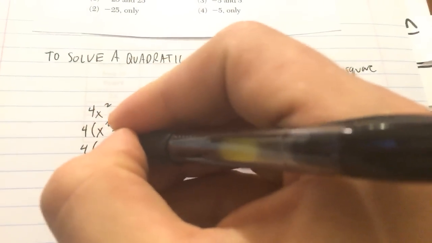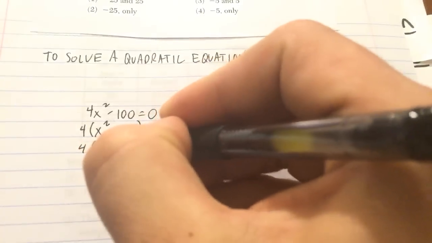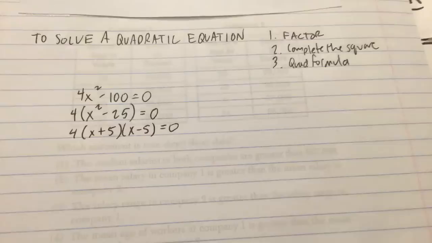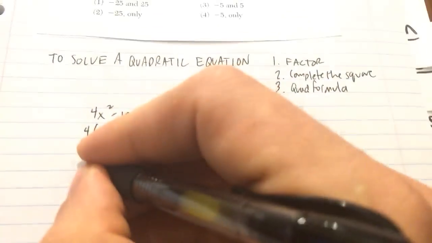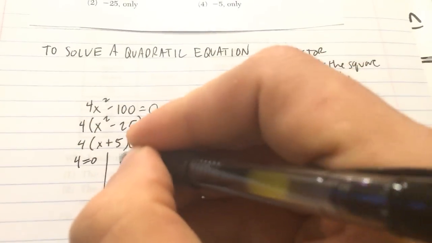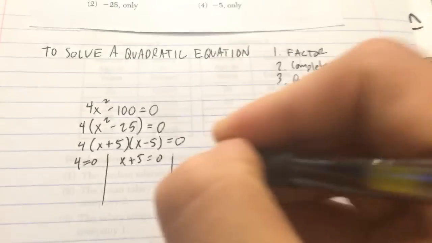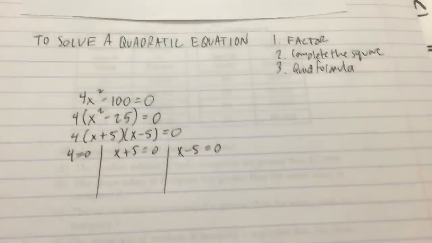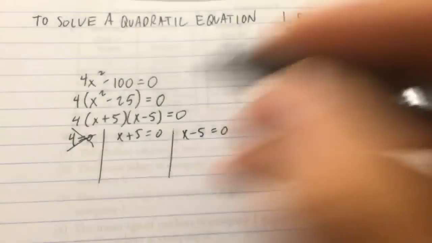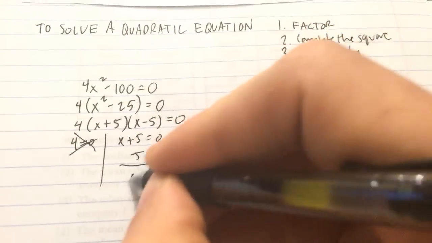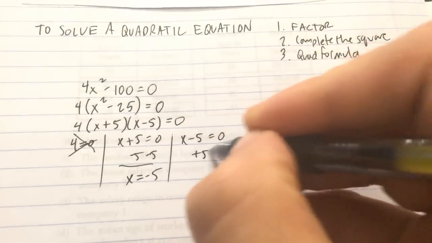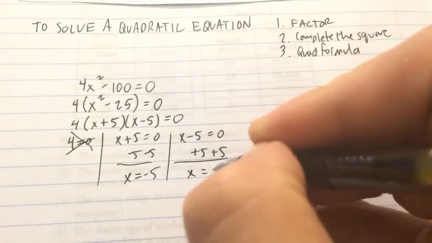This is the difference of two perfect squares, so I say x plus 5 and x minus 5. Remember, you're setting each factor equal to 0 and solving. 4 does not equal 0, so we just cross that off. Solve for x. We get x equals negative 5 and x equals 5.